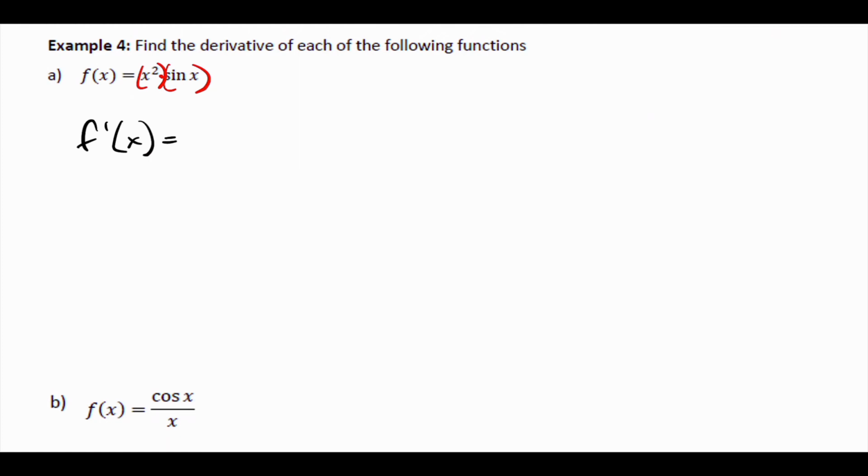Product rule says the first times the derivative of the second. The second is sine of x. The derivative of sine is cosine. Plus the second times the derivative of the first. What's the derivative of the first? 2x.